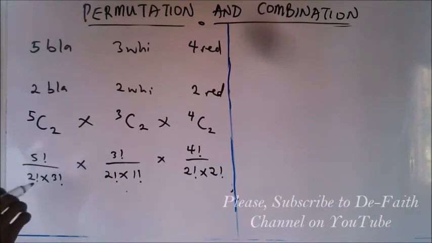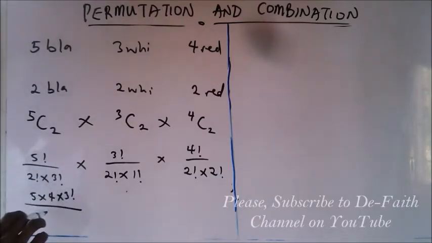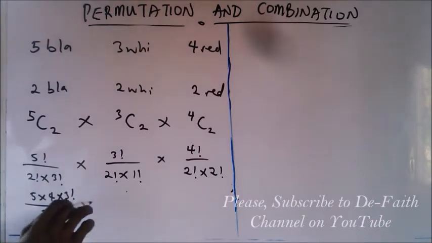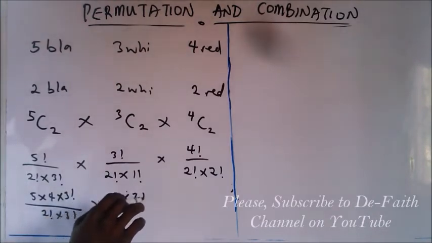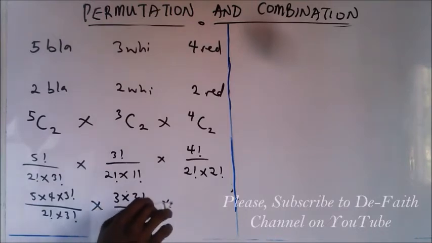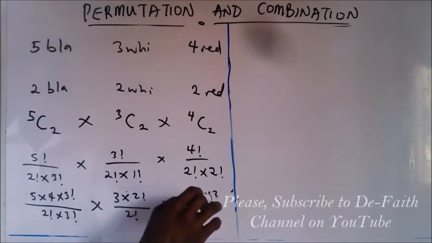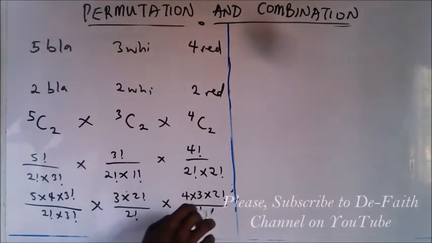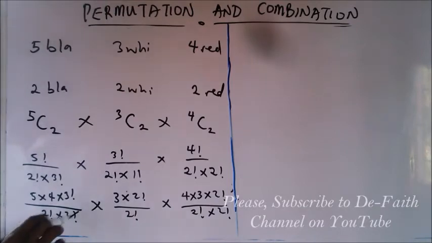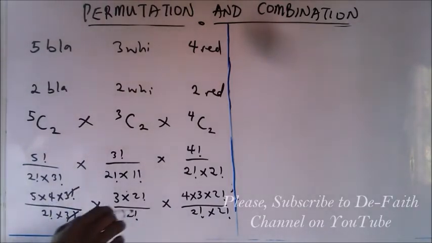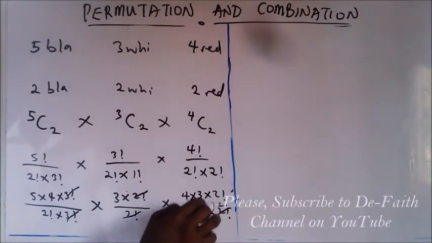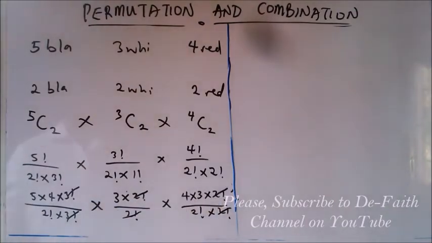So from here, we have 5 multiplied by 4 times 3 factorial over 2 factorial times 3 factorial, multiplied by 3 multiplied by 2 factorial over 2 factorial, multiplied by 4 times 3 times 2 factorial over 2 factorial times 2 factorial. Here 3 factorial cancels 3 factorial, 2 factorial cancels 2 factorial, and then 2 factorial cancels 2 factorial.